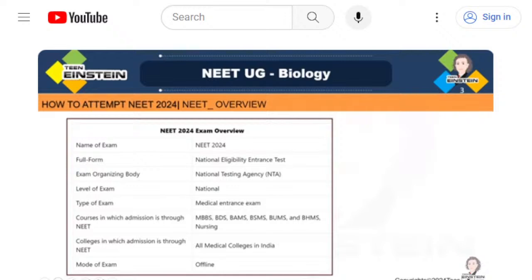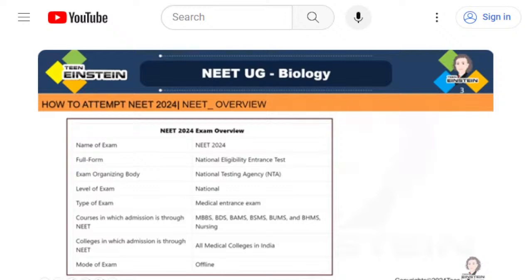Candidates who are interested in getting admission to medical or dental courses should understand the NEET exam pattern very well, and according to that pattern, some effort from their side should be there, and some effective preparation should be there.